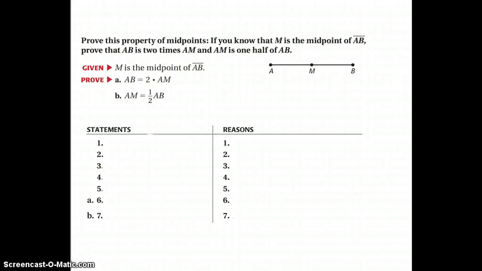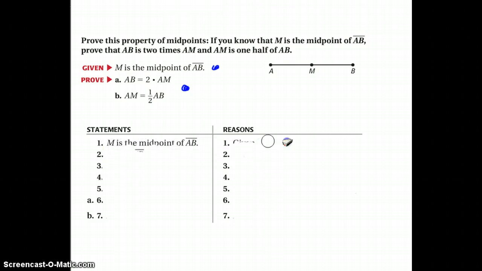Alright, so this is example 3 on the back of your worksheet. We want to prove this property of midpoints. If you know that M is the midpoint of AB, so our given, prove that AB is 2 times AM, and AM is 1/2 of AB.